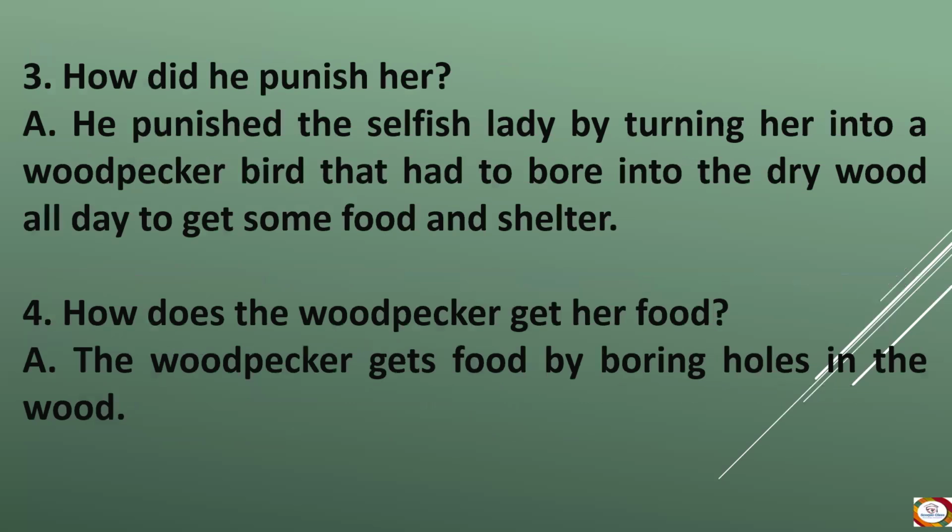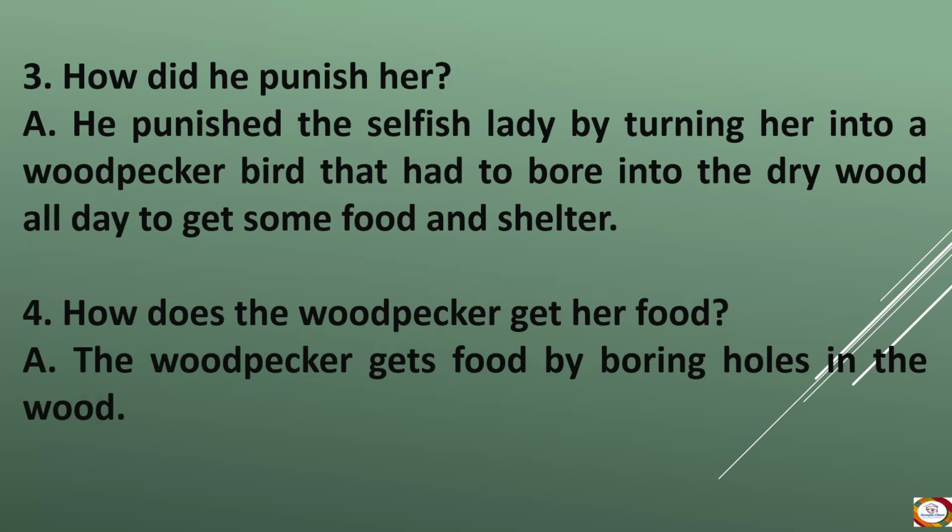Next, how did he punish her? Answer: He punished the selfish lady by turning her into a woodpecker bird that had to bore into the dry wood all day to get some food and shelter. Okay, so as discussed in the poem, there was a curse given as a punishment by Saint Peter to the selfish lady, and he cursed that she would become a woodpecker, a bird which had to bore the entire day into the dry wood for food and shelter. Okay, so this was a punishment for being selfish and greedy.